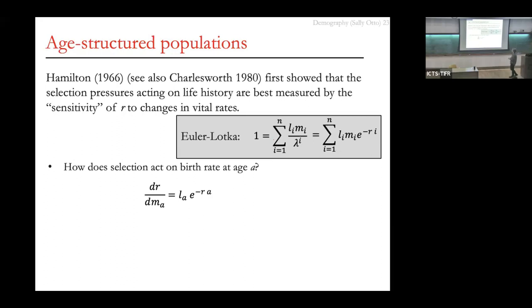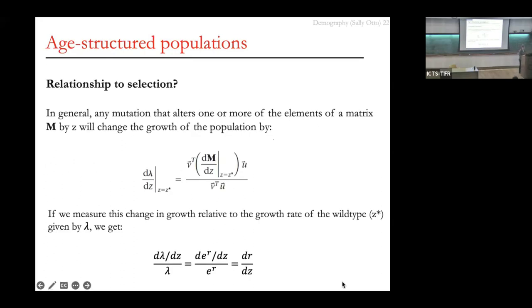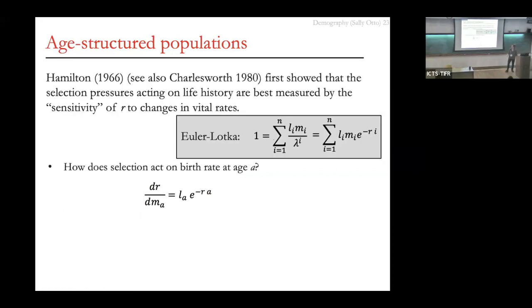But he first showed that selection pressures acting on life history are best measured by the sensitivity of R to changes in vital rates. And that's because changes in R are really telling us what the proportional change in lambda is over time. So, in other words, if you have a mutation that increases birth rate at age A, that's this MA, we need to find that derivative.